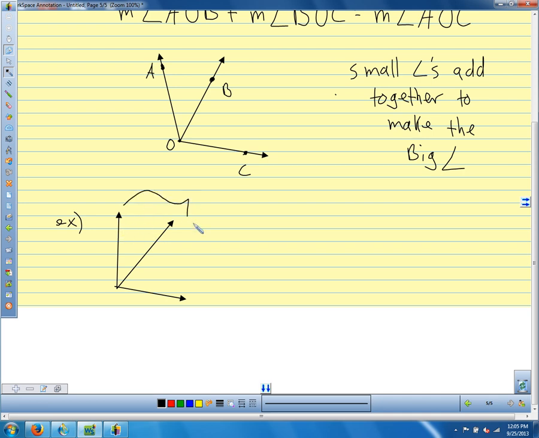If this whole thing is 100 degrees, and this angle is 25 degrees, how big does this angle have to be? 75, right? The two small pieces have to give me the big piece. So this piece has to be 75. When I add these two together, I have to get the measure of the big angle. That's really all the angle addition postulate is telling us.